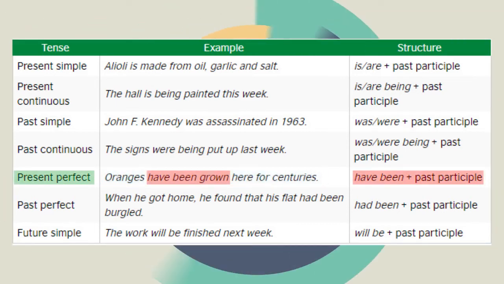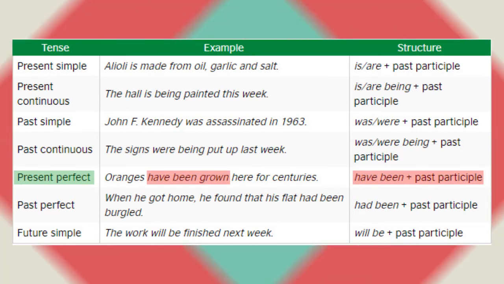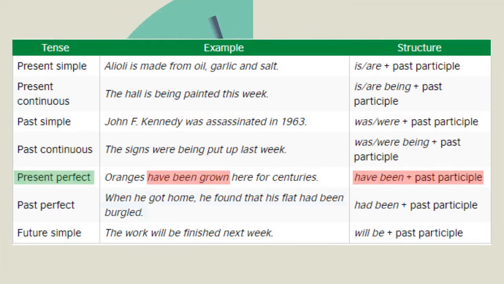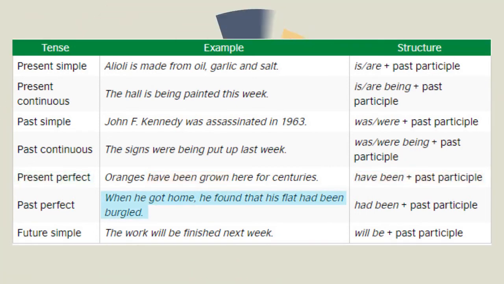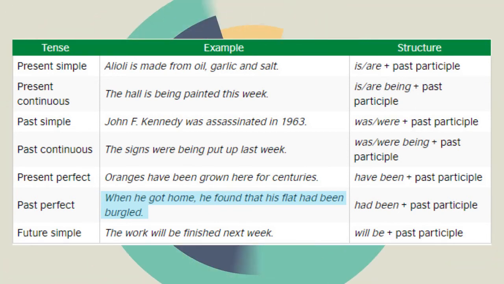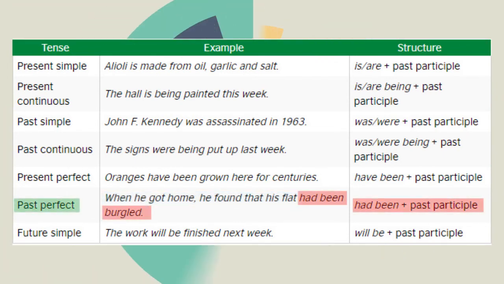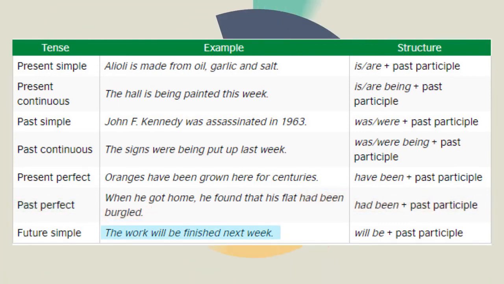You have "have been," which tells us that we're talking about a sentence in present perfect. And we have the main verb of the sentence in past participle, "grown." We also have a sentence in past perfect. When he got home, he found that his flat had been burgled. So this is a sentence using passive voice, and we can see that because we have the conjugated form of the verb to be right here, and we also have the past participle. And finally, future simple: the work will be finished next week. This is also using passive voice.